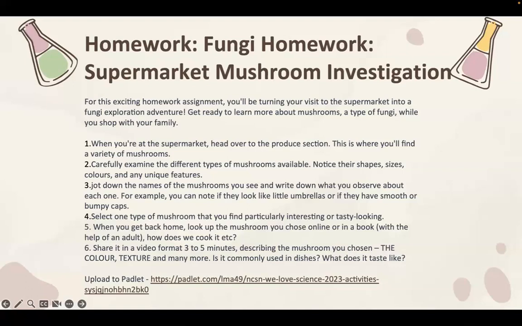When you go back home, look up the mushroom you chose online or in a book and find out how we cook it. Share in a video around 3 to 5 minutes describing the mushroom you've chosen, the color, the texture, and many more. Is it commonly used in dishes? And how does it taste? Upload to Padlet once you are done.